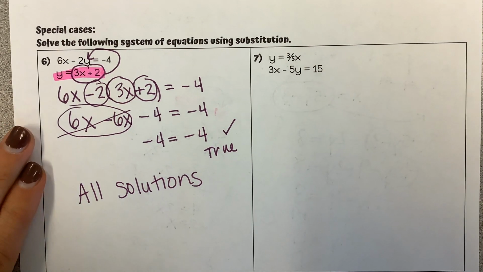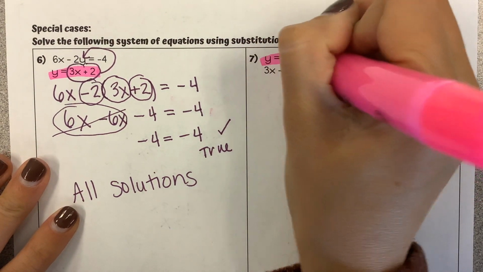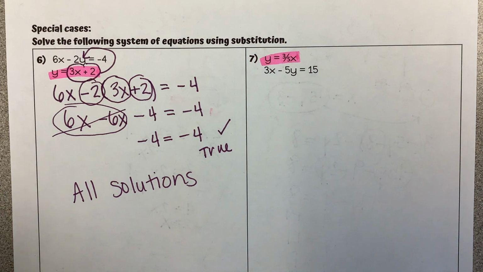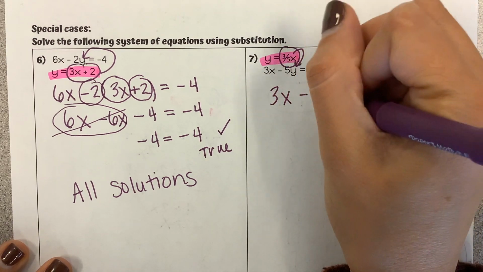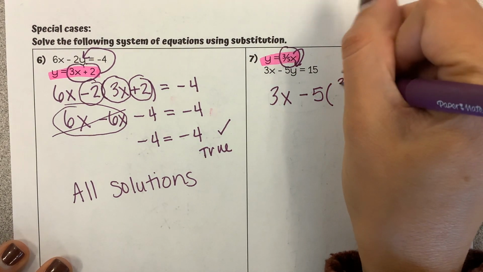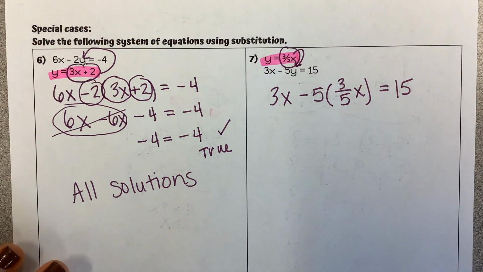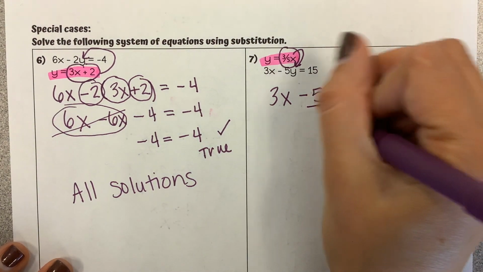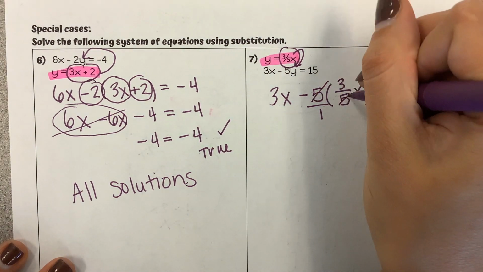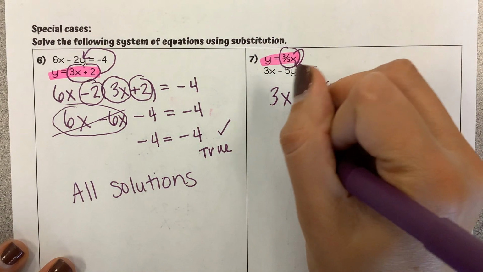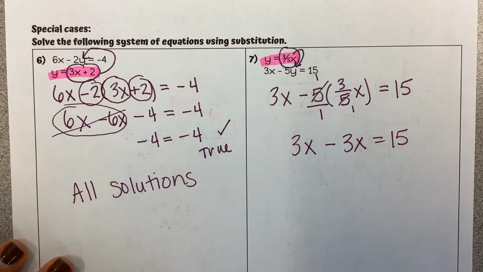Next scenario, you might already be guessing what that one is, but I want to show why it is that way. We have a y equals equation. Y equals 3/5 x. So we're going to plug in 3/5 x where y is. So we have 3x minus 5 times our y value of 3/5 x is equal to 15. So to simplify, we're doing negative 5 over 1 times 3 over 5. So 5's cancel to 1, and we get 3x minus 3x equals 15.